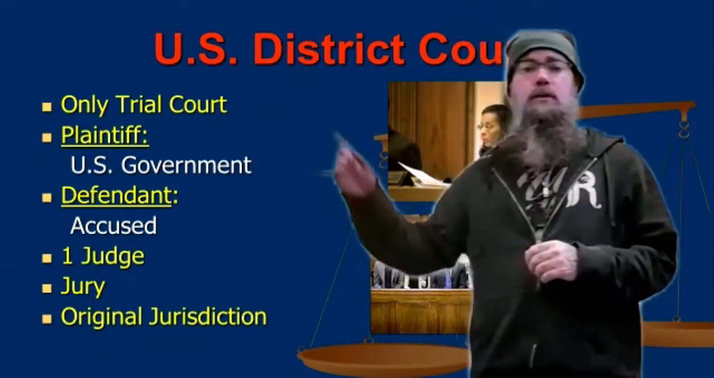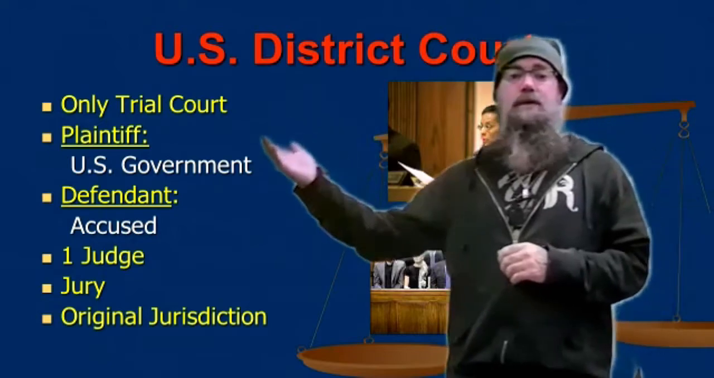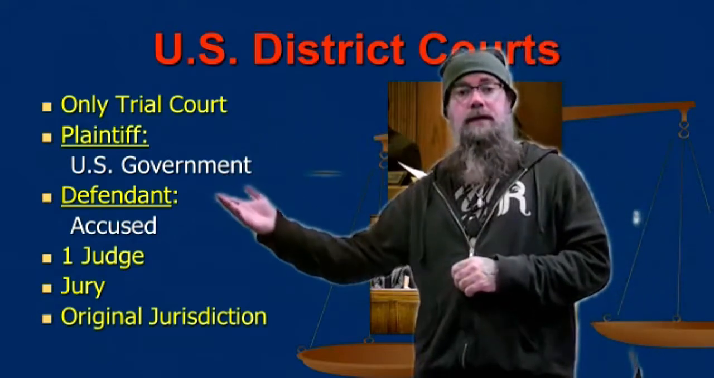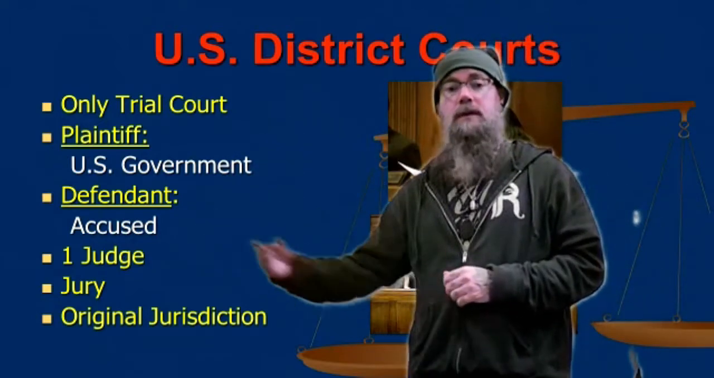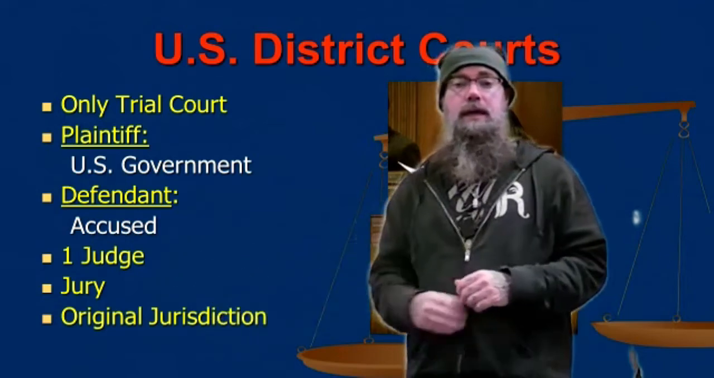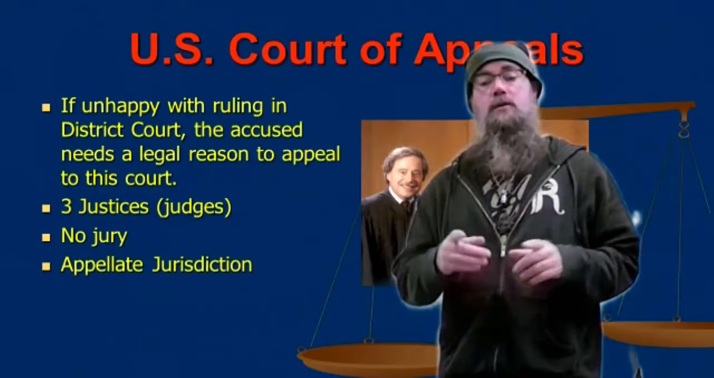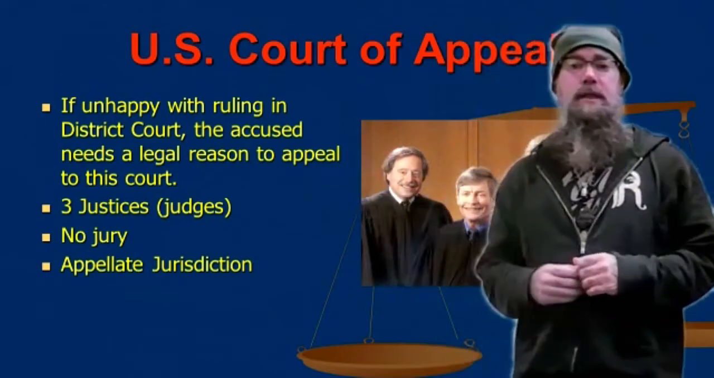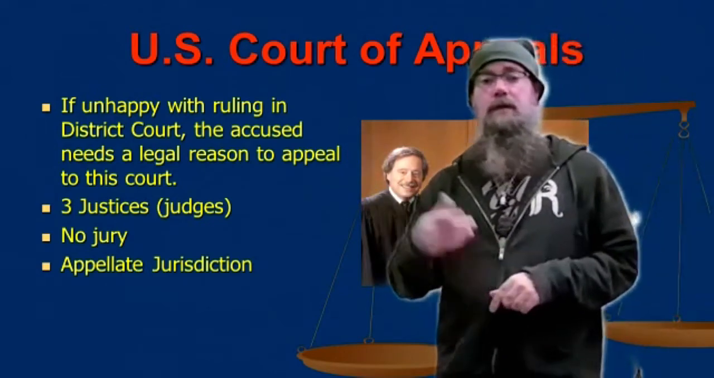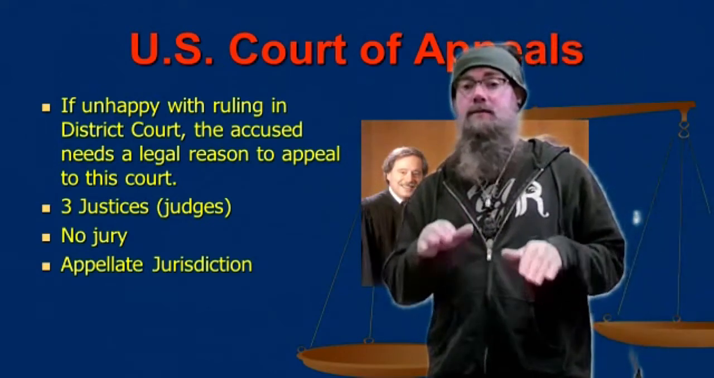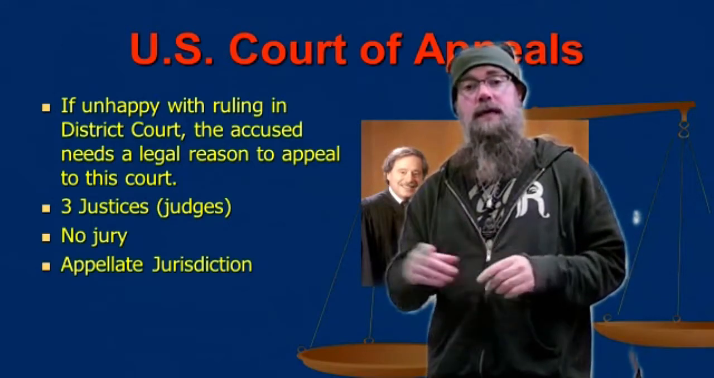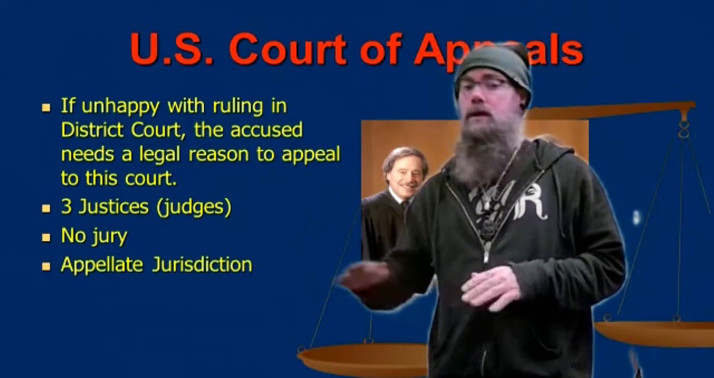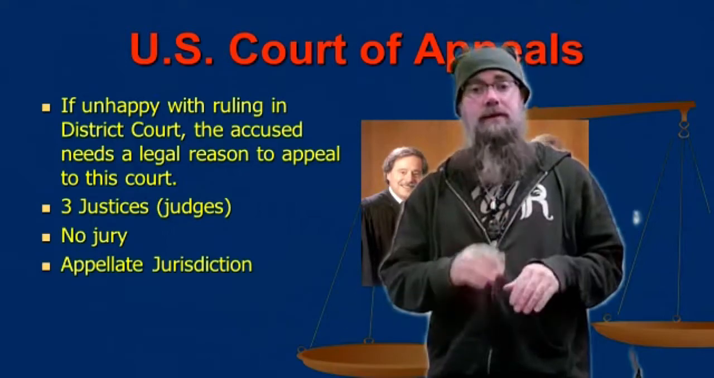So in U.S. district courts, we only have one trial court. The plaintiff is always the U.S. government. The defendant is whoever the accused is. And we have one judge, a jury, and the original jurisdiction at the top. So in the U.S. Court of Appeals, if one of the parties is unhappy with the ruling of the district court, the accused needs a legal reason to appeal this in court. This time there's 3 justices or judges, no jury, and it's the appellate jurisdiction.